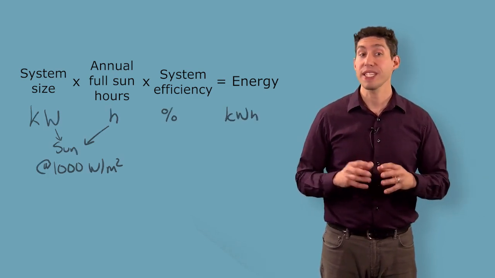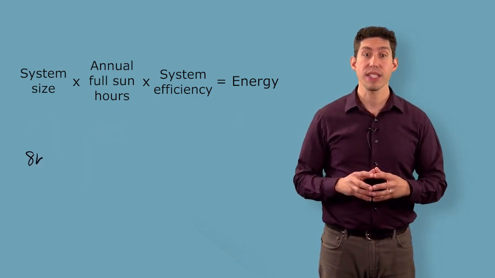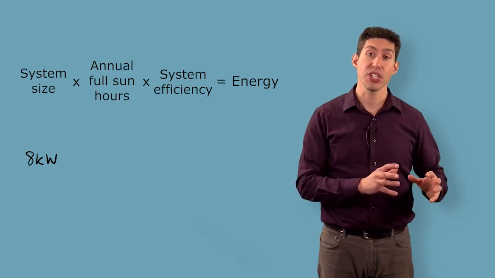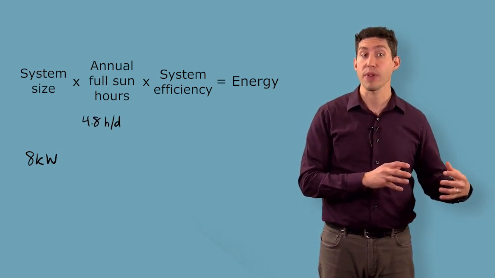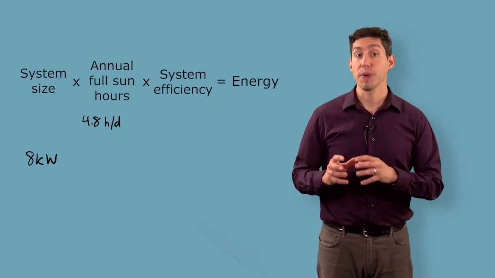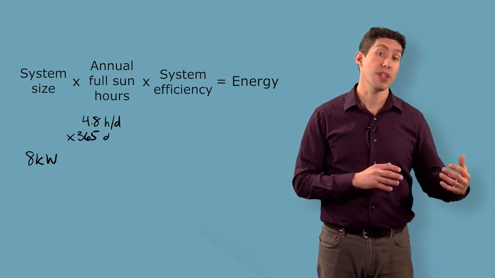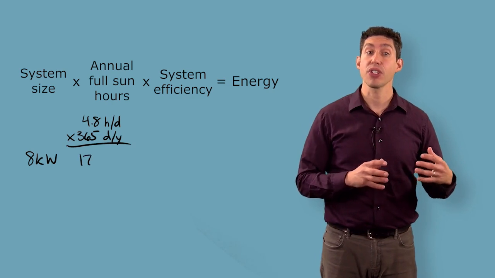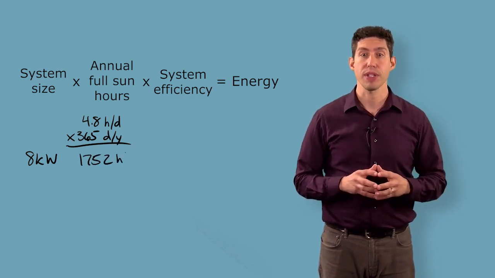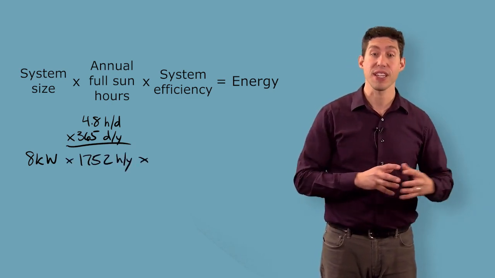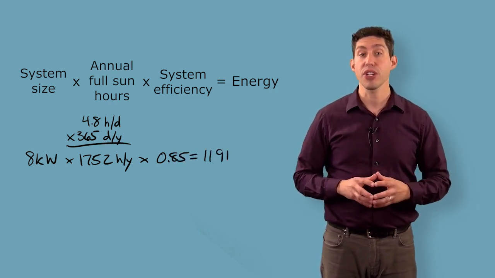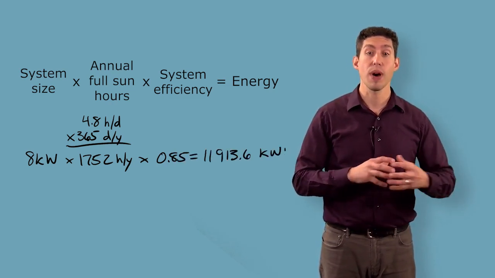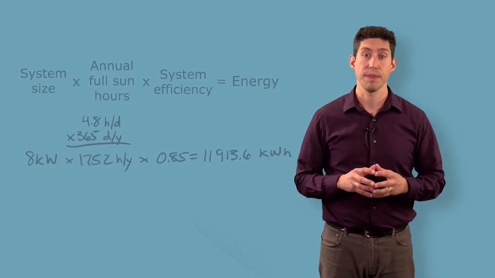In this example, we could take a system that's 8 kilowatts and multiply it by the insolation, in this case, a location that receives 4.8 full sun hours per day. Multiplying that by 365 days per year gives us 1,752 full sun hours. Multiply that by the efficiency of 85%, and we get the final value of 11,913.6 kilowatt hours of electricity.